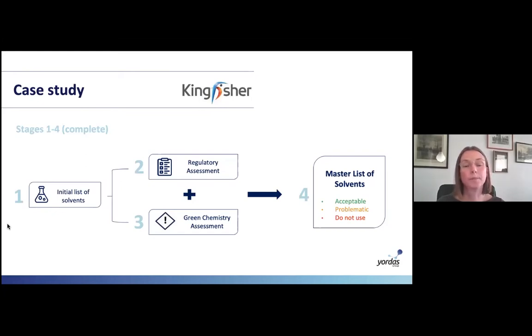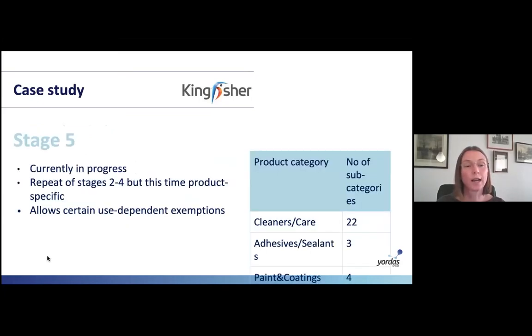And now we're on to stage 5, and Kingfisher really wanted to look at things in a bit more detail. So basically what we're doing is a repeat of stages 2 to 4, but this time we're looking at it from a product specific angle.